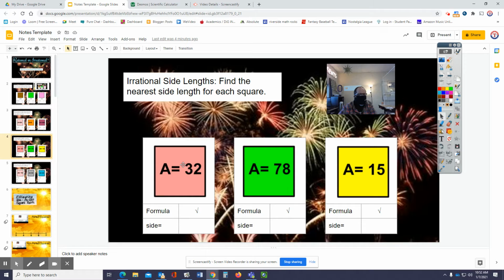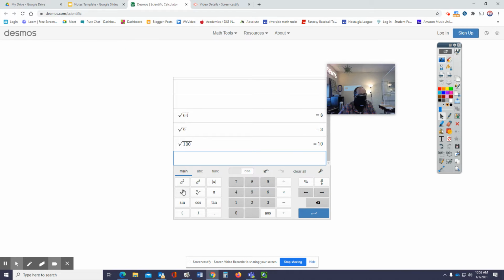So we're going to go through the same step, though. I'm still going to click down here underneath my formula, and let's put 32 in here. But when we go to the calculator this time, and let's put in the square root of 32, you'll notice it doesn't give us a nice perfect number. In fact, it gives us this really big decimal behind it. This is called an irrational number because it's not going to be a perfect number. It's not going to be exact.